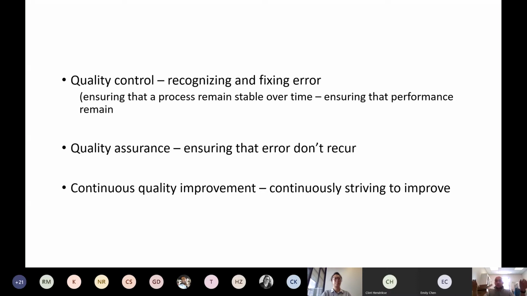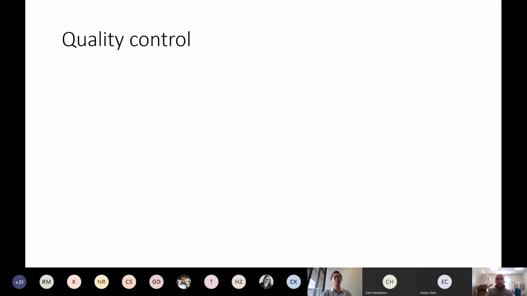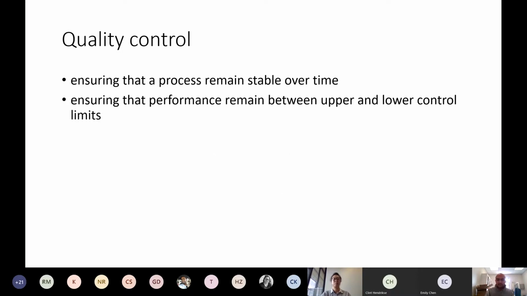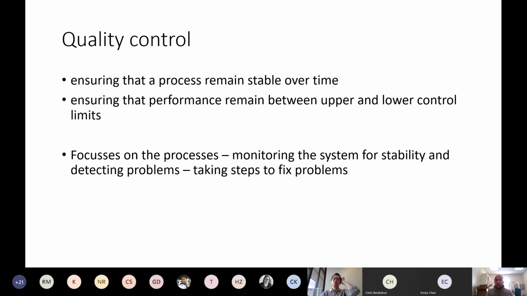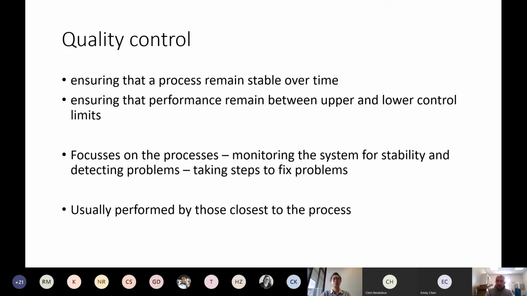We identify things, we monitor, we find out where we are at the moment. We find out what we should be doing, our targets, short-term targets, long-term targets, and we work our way slowly towards them using PDSA. That's the difference between the 3. If I go in a little bit more detail, quality control ensures that the processes remain stable. It ensures that the performance remains between the upper and lower control limits, and it focuses on the process on the ground. It's usually managed by the people on the ground.